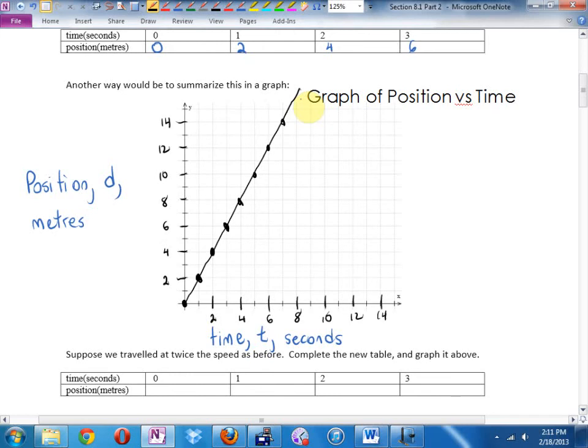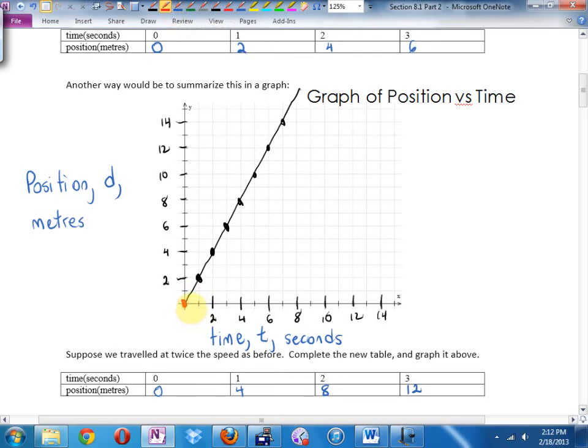So if I'm traveling at twice the speed, well, first of all, at time 0, where am I still? If I'm traveling at twice the speed in 1 second, instead of having traveled 2 meters, how far will I have traveled? 4. 8. 12. Let's graph that. I'm going to graph that in a different color. I'll graph mine in red, just so it stands out. If you have a different color, great. If not, probably not that big a deal.